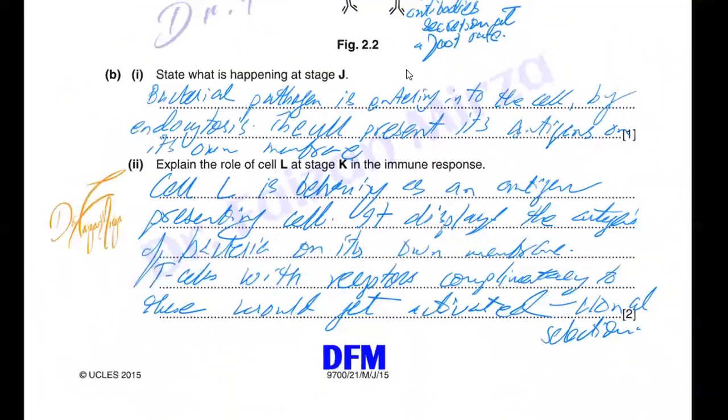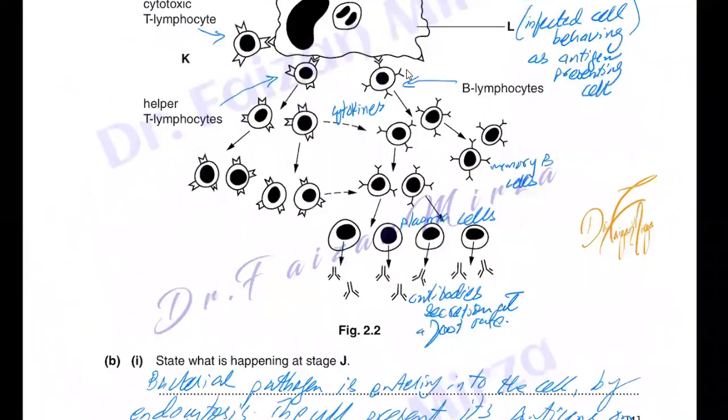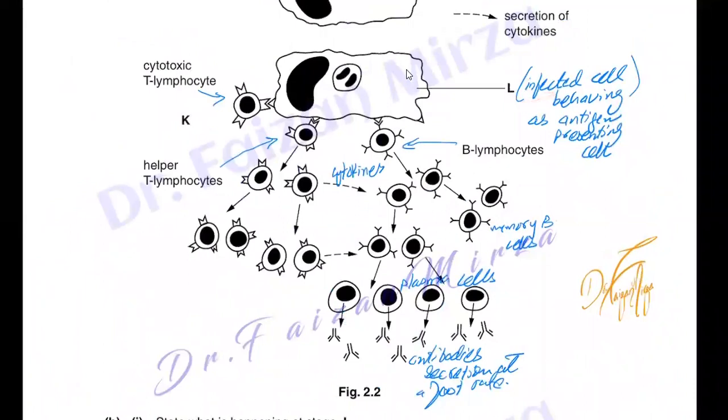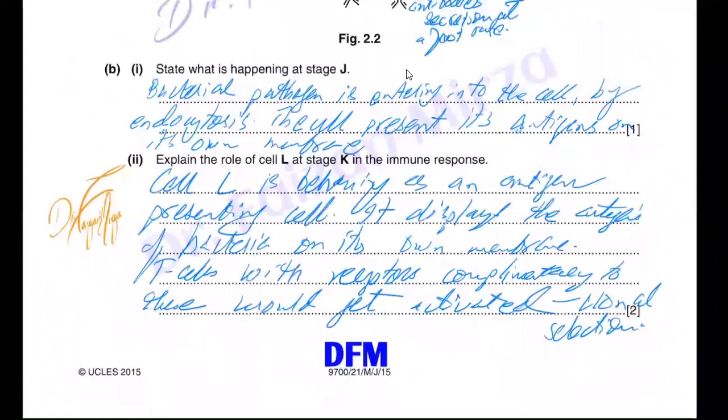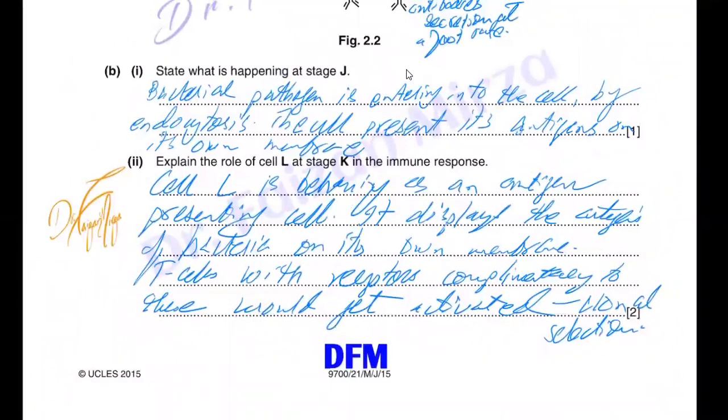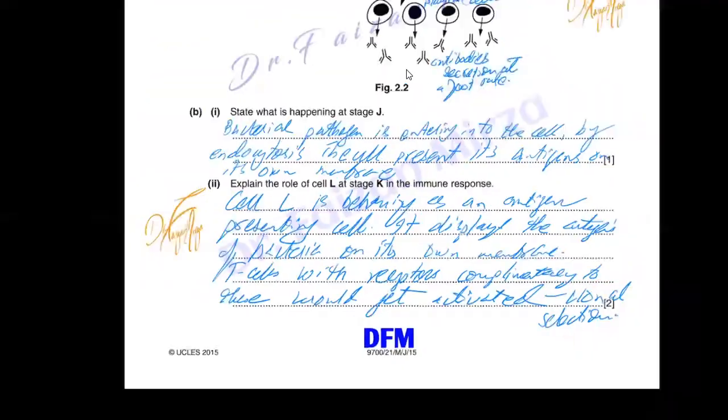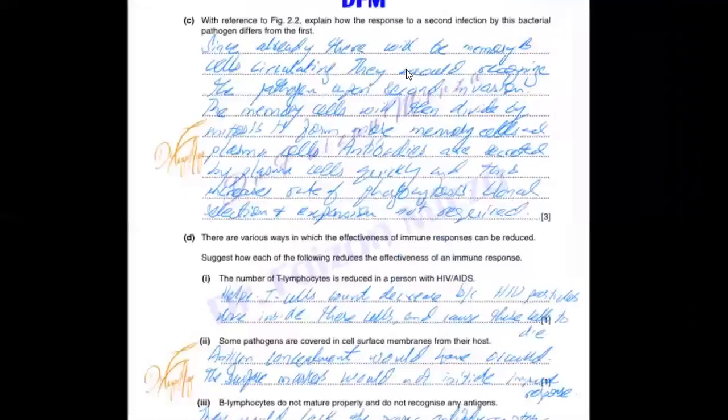Explain the role of cell L at stage K. So cell L is the infected cell that is behaving as an antigen presenting cell. What's the function at stage K? The cell, behaving as the antigen presenting cell, displays the antigens of the bacteria on its own membrane. The T cell with the receptor complementary to this would get activated, clonal selection would occur, and they would start to release cytokines.